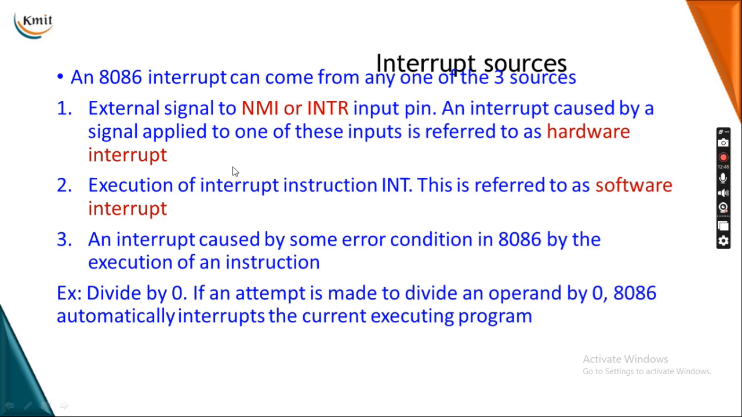An 8086 interrupt can come from any of 3 sources: a hardware interrupt, a software interrupt, and an interrupt caused by some error condition, like divide by 0. From type 32 to 255 we can use hardware and software interrupts. The first 5 are for interrupts caused by error conditions.